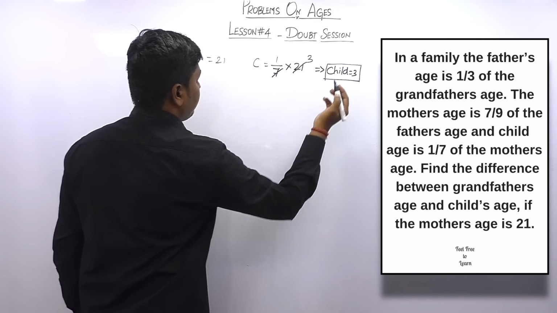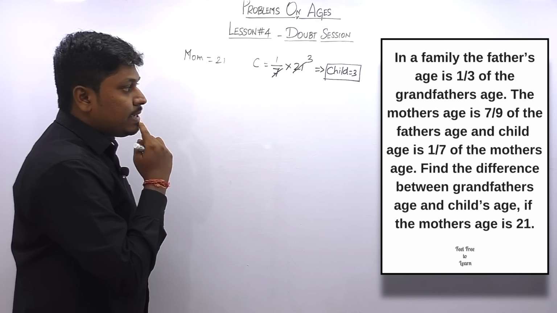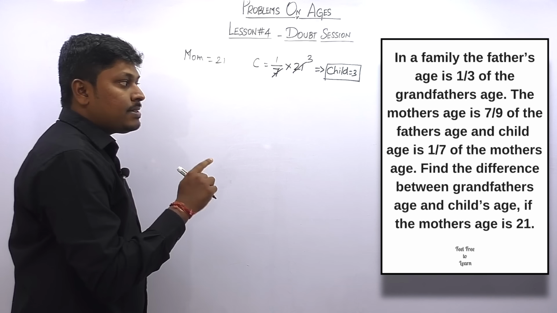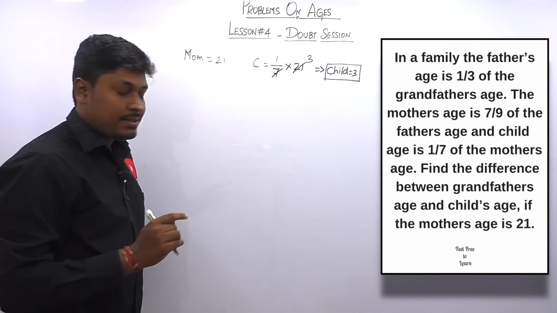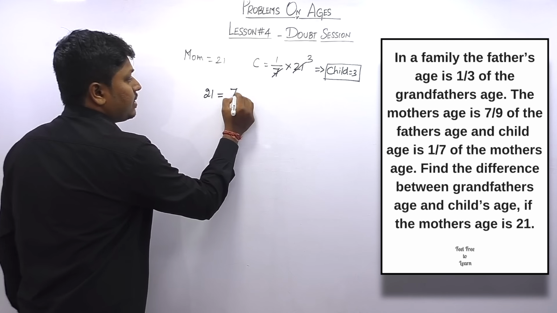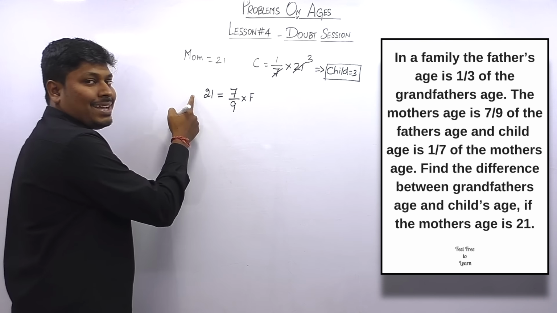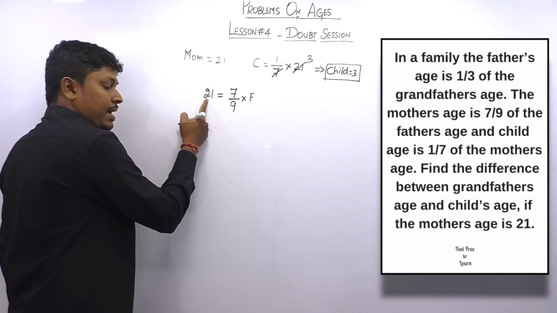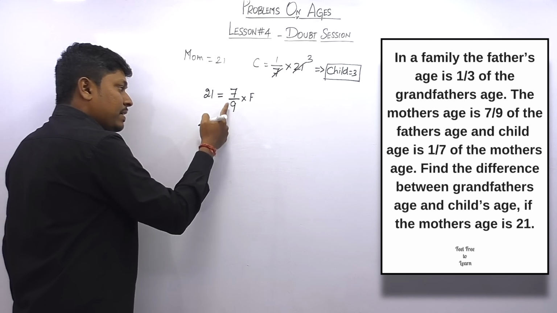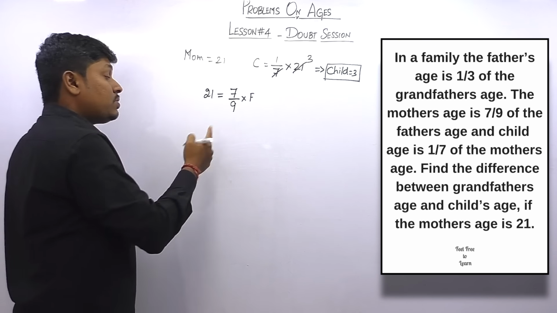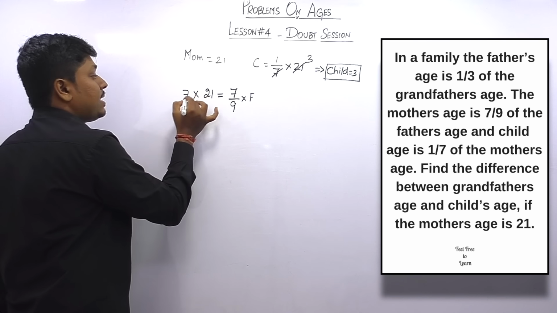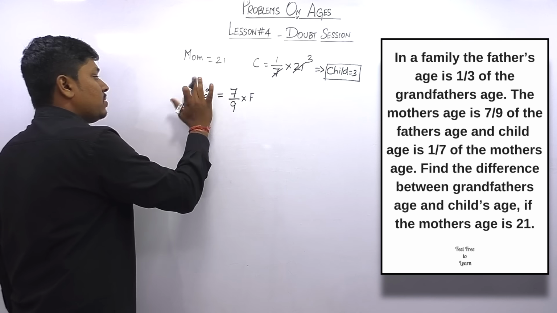So next, our target is to find the grandfather's age. And what they are saying is the mother's age is 7/9 of the father's age, right? So listen here, the mother's age is 7/9 of the father's age. You should not put 7/9 here, it is wrong, because the mother's age is equal to 7/9 of the father's age. Some students used to put 7/9 here. That is wrong, right? Beginners, don't do that.